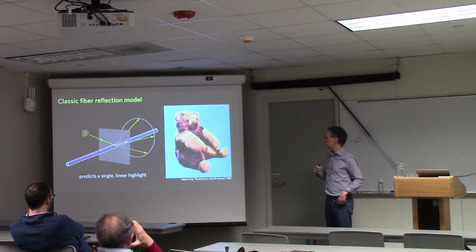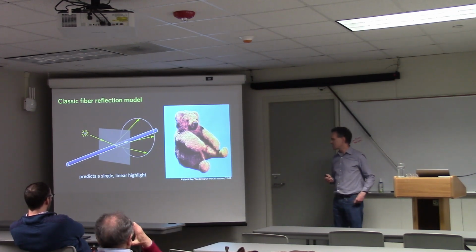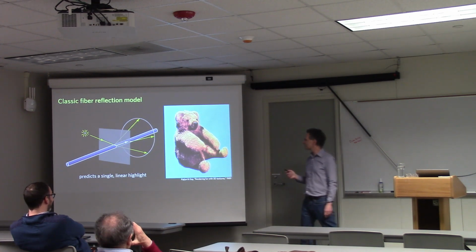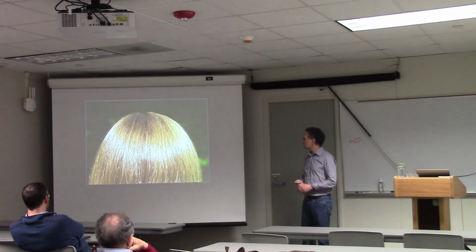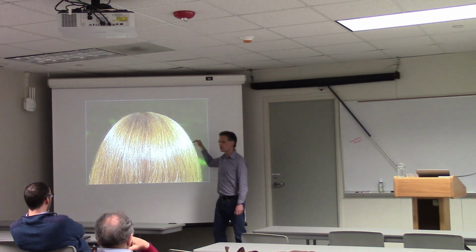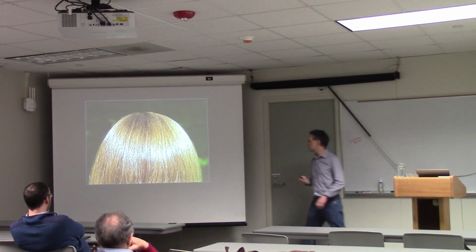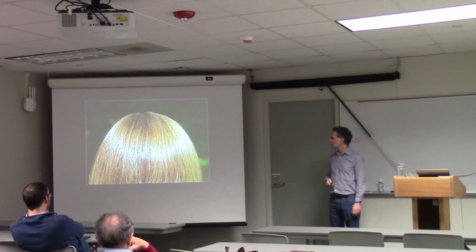So this has been known in graphics for a long time. This is Kajiya and Kay's 1989 teddy bear that was one of the first to use this kind of model. It basically predicts that when you look at a bunch of hair that is combed so that it's mostly parallel, you expect to see highlights that run across the direction of the fibers.